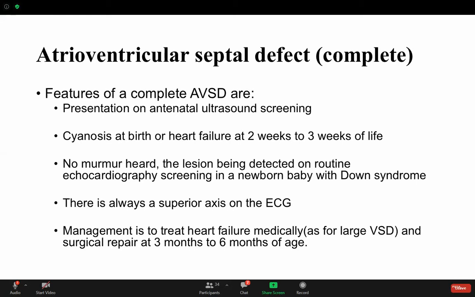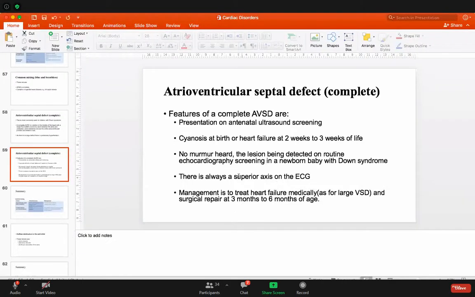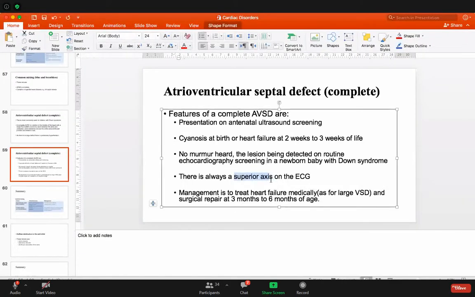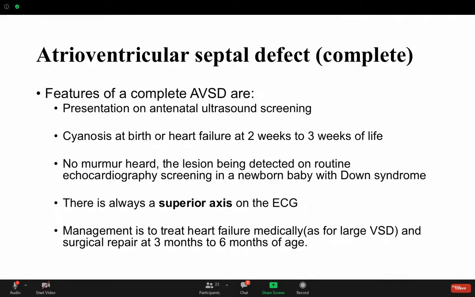الشيء المهم لها بالECG شيء نسميه superior axis. Okay, there is always a superior axis on ECG. If you see a superior axis for ECG, think about an AVSD. Okay. Management is to treat the heart failure medically, زي large VSD, and then surgical at between 3 to 6 months of age. Okay.